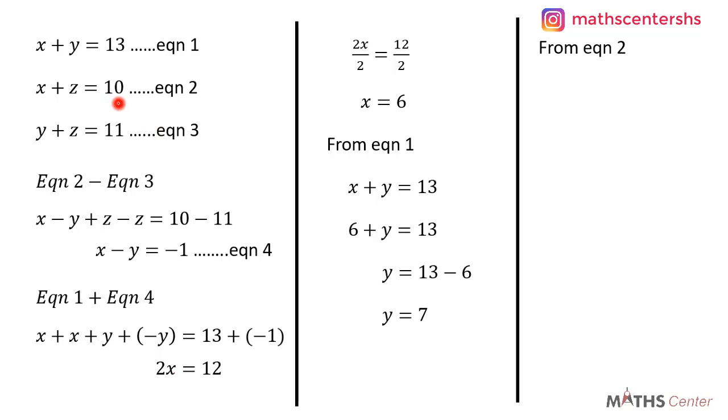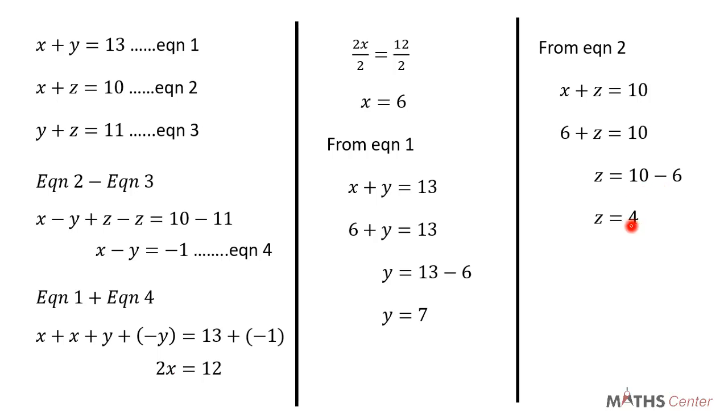From equation 2, we know that x plus z is equal to 10. We have the value of x to be 6. So we can replace x with 6. When we do that, we are going to have 6 plus z is equal to 10. When I take 6 from the left hand side to the right hand side, it's going to be negative. And so you have z is equal to 10 minus 6. And 10 minus 6 gives us 4. So we now have the value of x to be 6, the value of y to be 7, and the value of z to be 4.